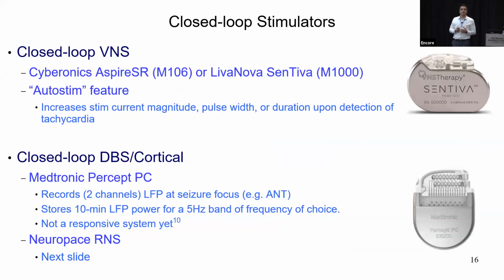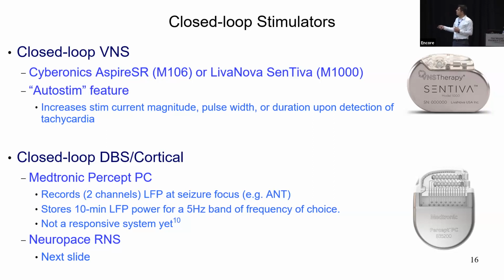In terms of commercially available closed loop devices, we have closed loop devices for VNS, or vagus nerve stimulation. This one is from Cyberonics, now called Livanova. It has an auto stim feature. It doesn't do closed loop stimulation exactly the way I described before. Basically, it doesn't trigger stimulation upon detection of an event. It's more like an adaptive stimulation: if it detects tachycardia, which is a medical term for heartbeats above 100 beats per minute, it tries to increase the magnitude, frequency and duty cycle of the stimulations to make the stimulation more effective.